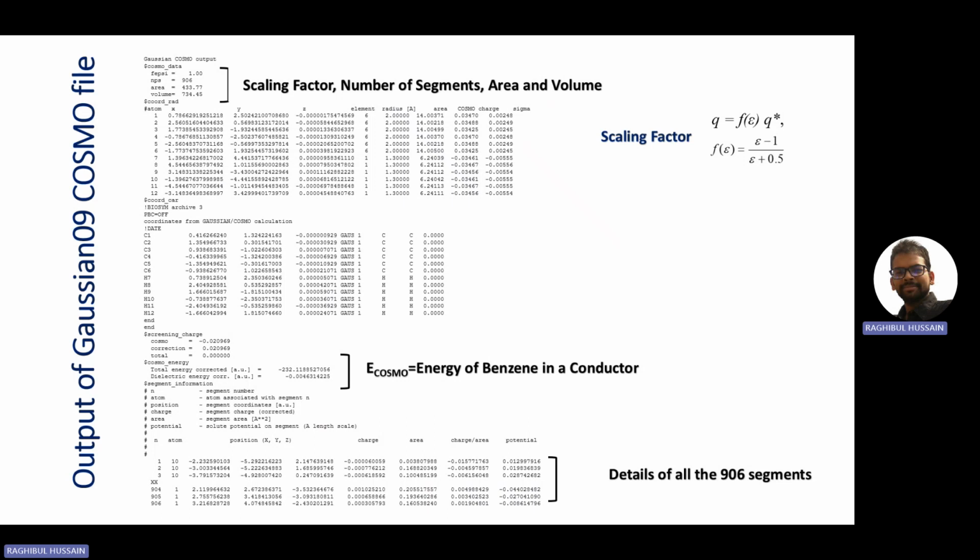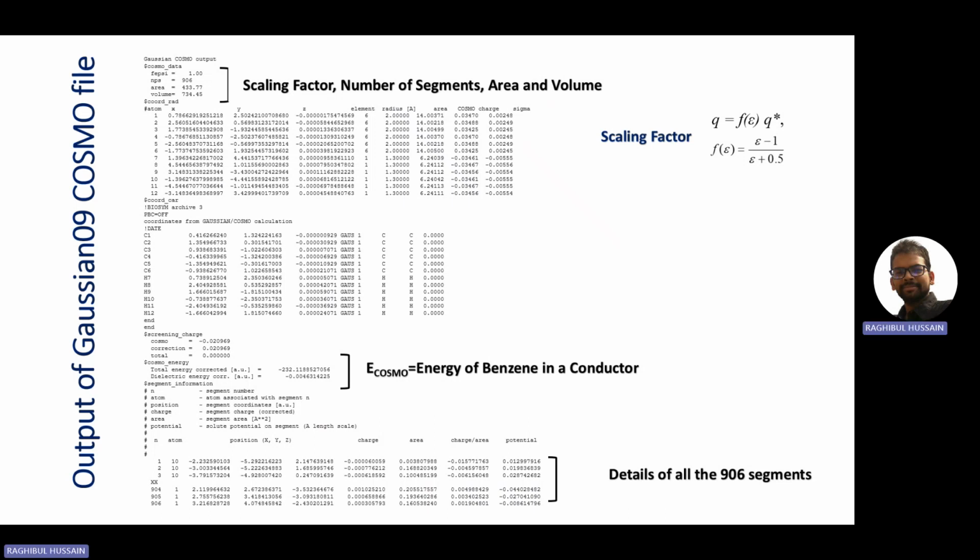Now you see this is NPS, the number of segments: 906 segments. So for the entire molecule, it has broken all the atoms into 906 segments. That's what it says. Then there is the area of the cavity and the volume of the cavity. It's the area you require to insert this particular benzene. So what is the area and volume I require to insert a particular solute?